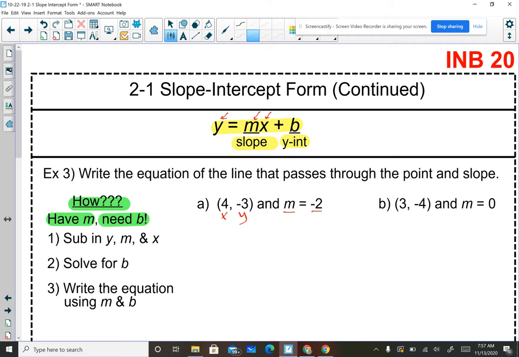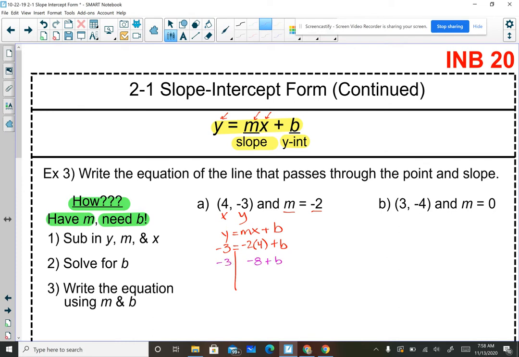So substitute in y, m, and x. So I'm just going to write down y equals mx plus b. And I know y is -3. So I'm going to put a -3 in for y. m is -2. And I know x is 4, plus b. And now it's two easy steps to get this solved. Okay, all we need to do is multiply right here. -2 times 4 is -8. And then I'm going to bring everything else down.